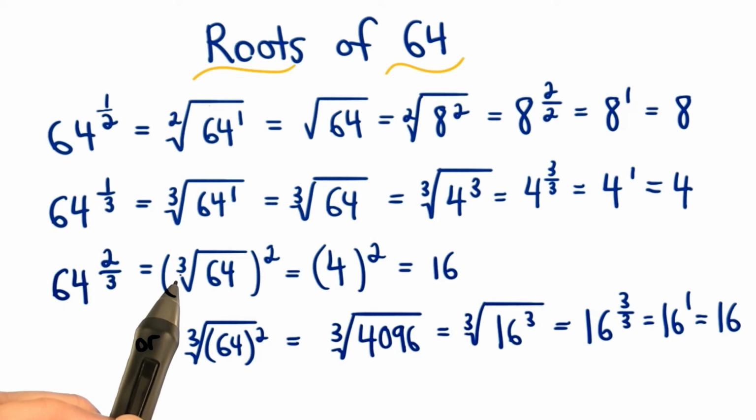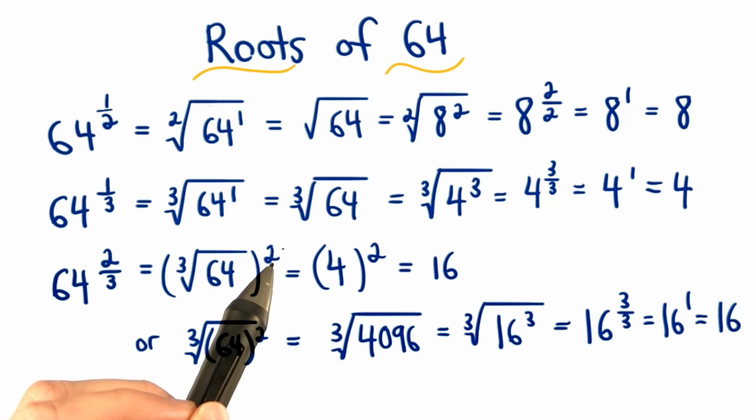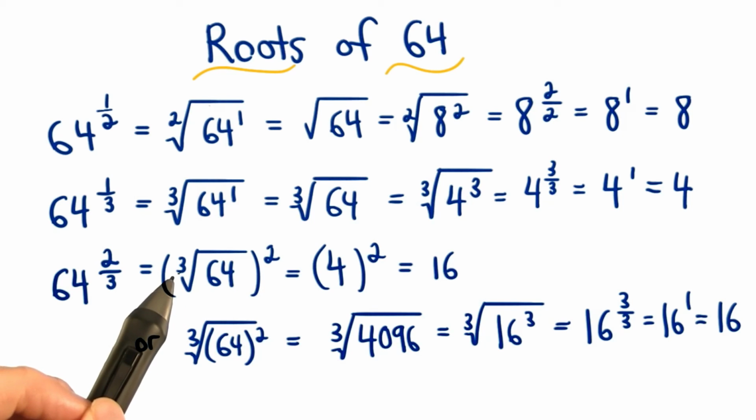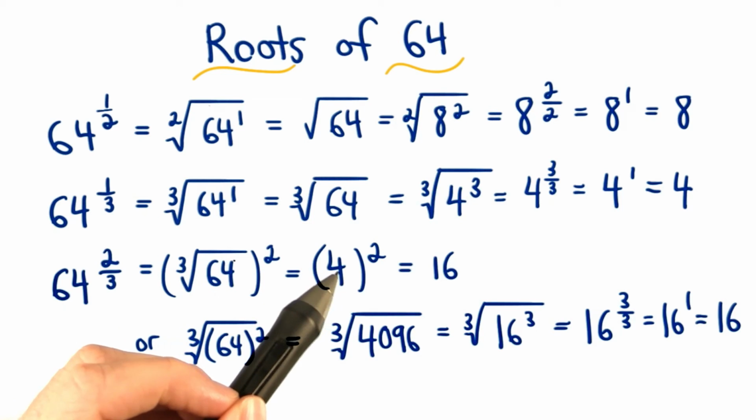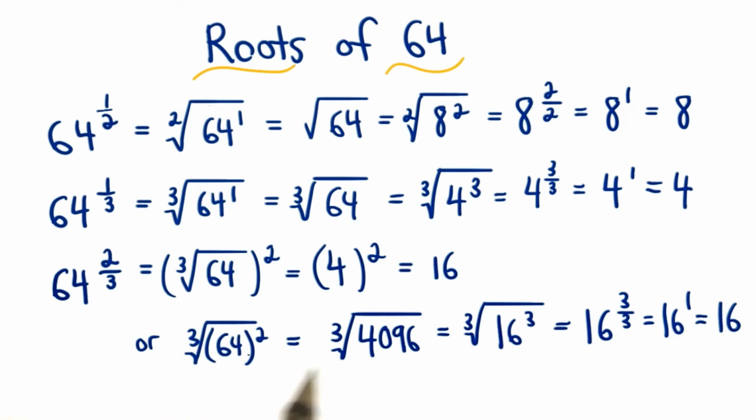So in terms of doing a root first or an exponent first, it doesn't matter. Usually it's easiest to take the root first since we can get a smaller number here and then square it. This is much harder since I wouldn't really know the cube root of 4096 off the top of my head. And in fact, I definitely don't.